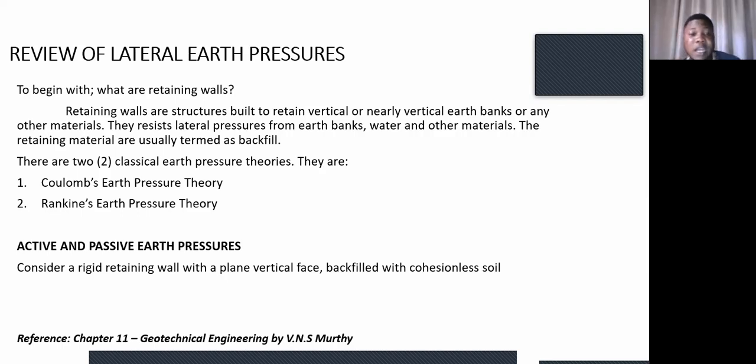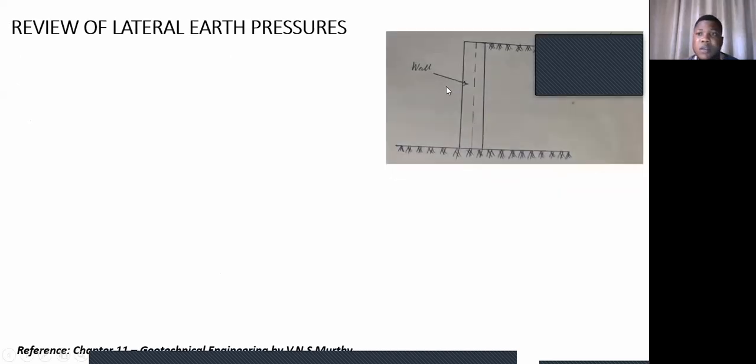I think I need to make that clear. If I say I'm backfilling a retaining wall or a vertical plane with a cohesionless soil, you are neglecting the cohesion of the soil itself. The friction is actually what you are considering. So when you have a cohesionless soil, you are neglecting the cohesive properties of that particular soil and you're only considering your friction.